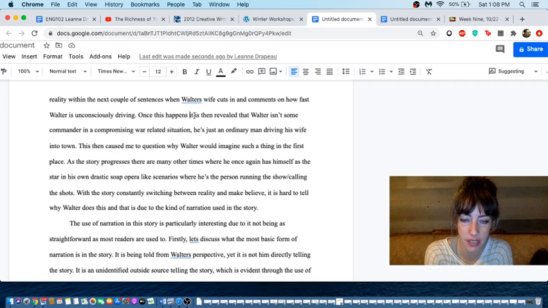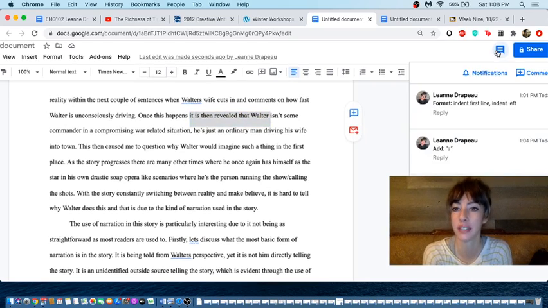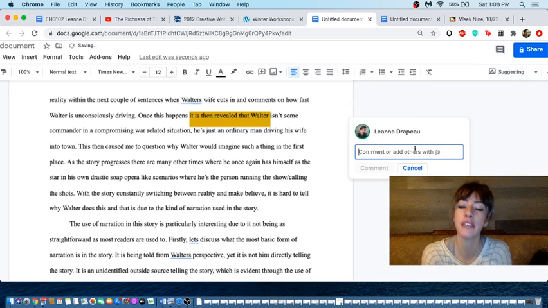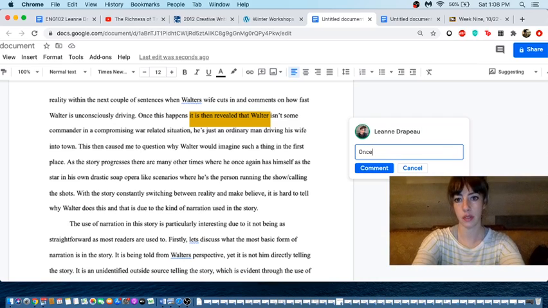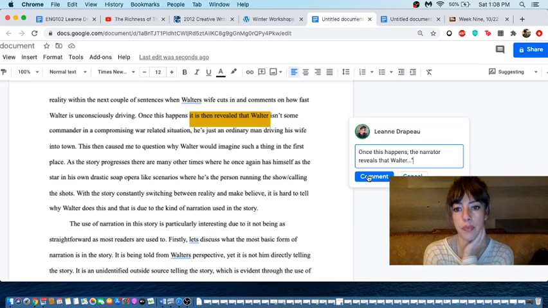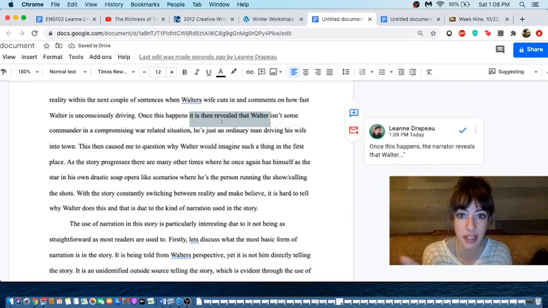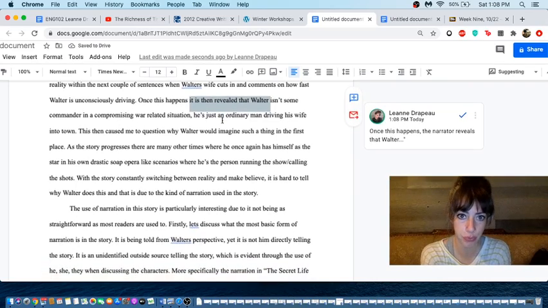It is then revealed is an example of passive voice. We want to avoid passive voice. Passive voice is not an error in your writing necessarily, but it's not as strong as active voice, and we want our writing to be concise and strong as possible at all times, right? So once this happens, it is then revealed. What we can say is, once this happens, the narrator reveals that Walter... Because we're talking about narration, right? So why not say the narrator reveals? Because that's who's revealing it.